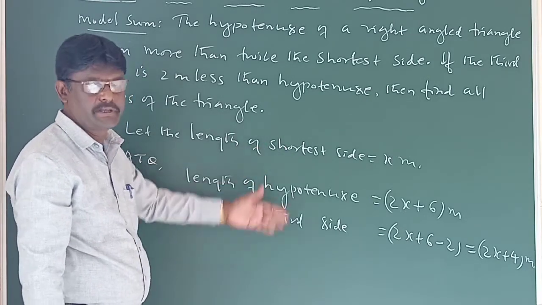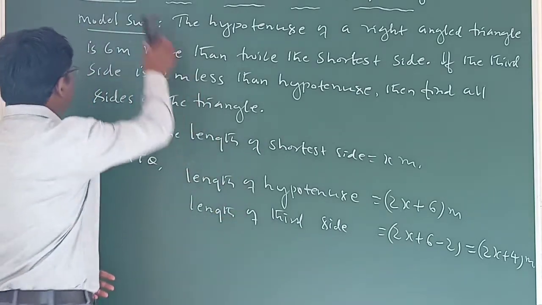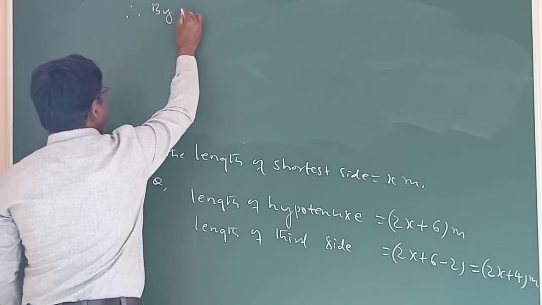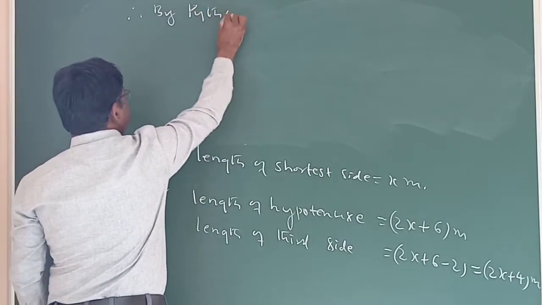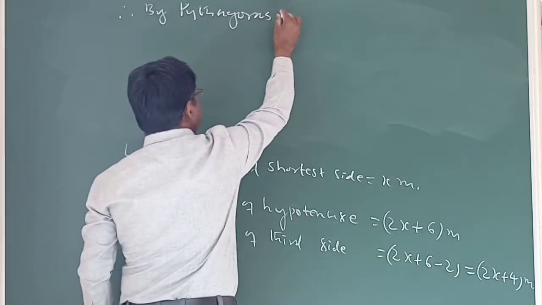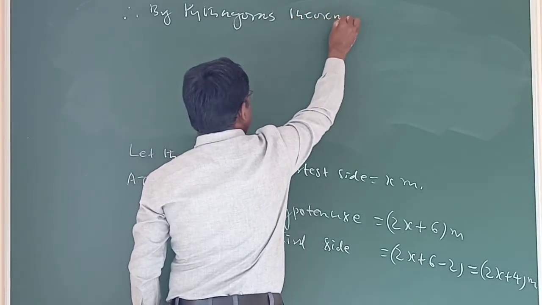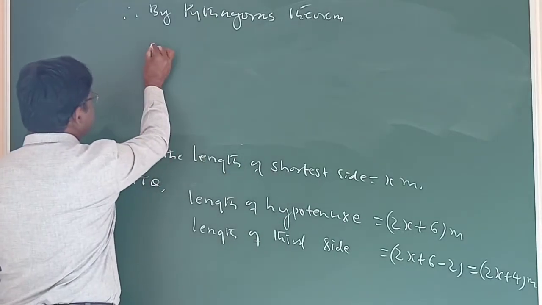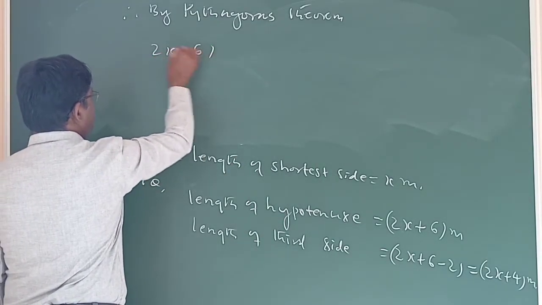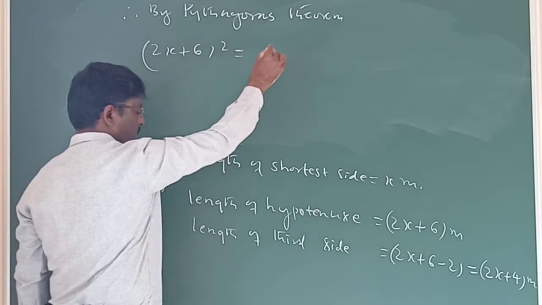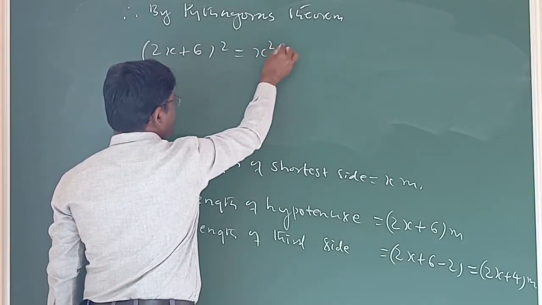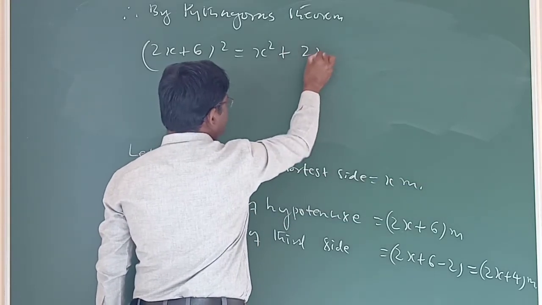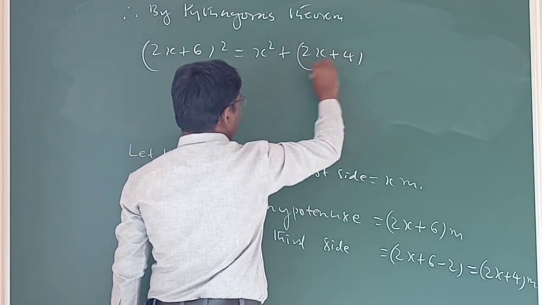Now let us apply Pythagoras theorem. Therefore, by Pythagoras theorem, what the theorem says, square on the hypotenuse, 2x plus 6 whole square equal to sum of the squares on the other two sides, shortest and the third side, x square plus 2x plus 4 whole square.